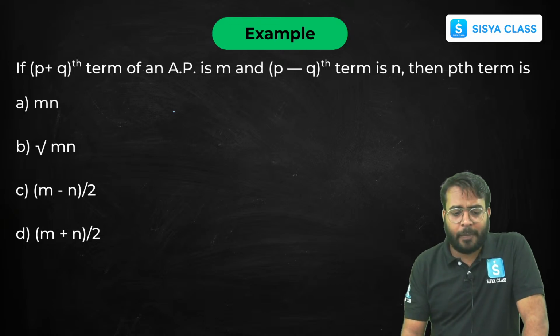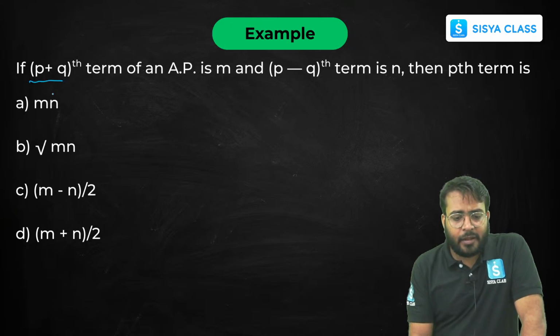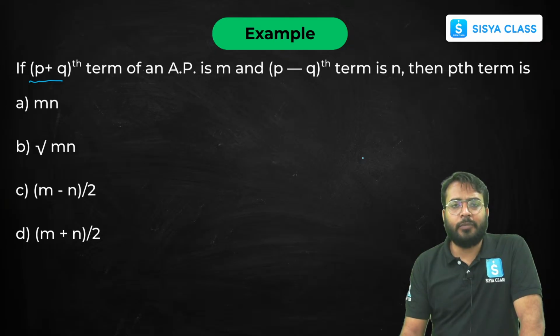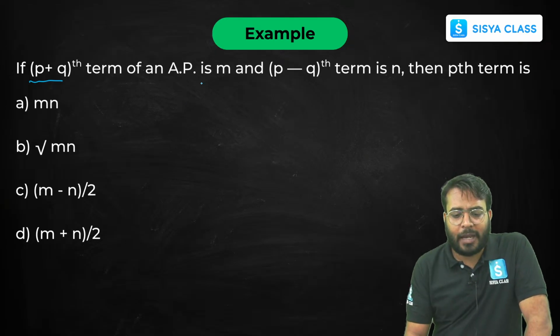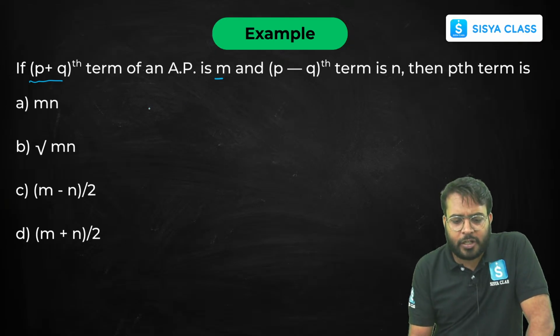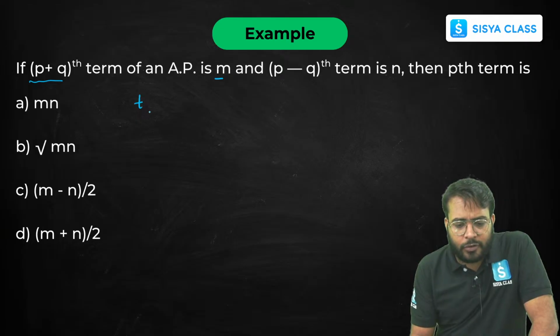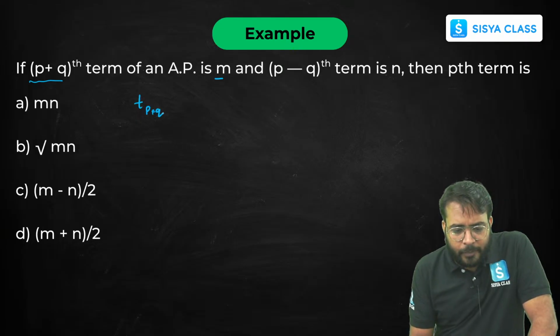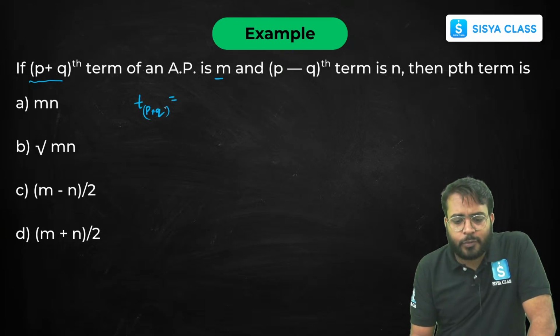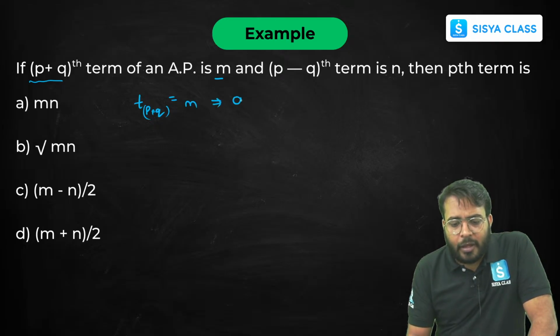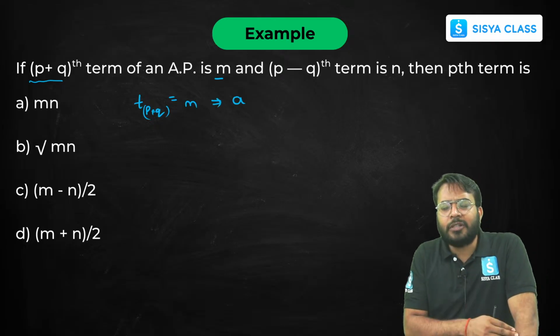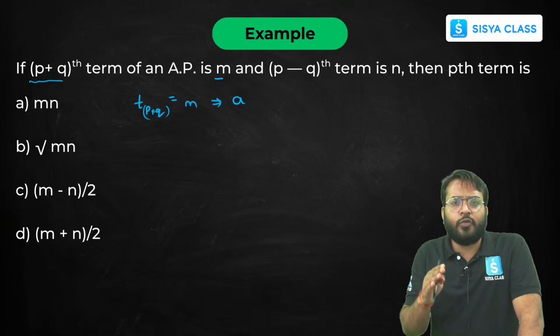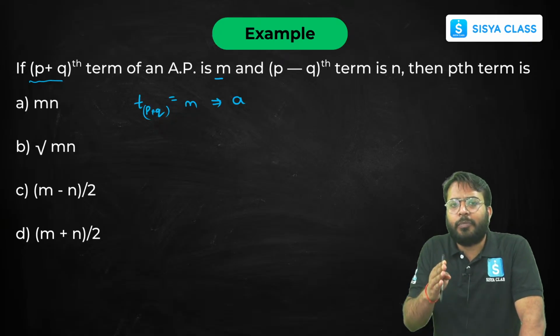Understood my point? So here what they are saying: if the p plus qth term of an AP is m. So what is the p plus qth term? It is given as m. That means, if I want to find the 10th term, it is a plus 9d. If I want to find the 19th term, it is a plus 18d.